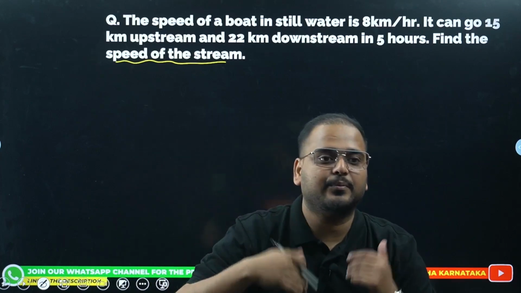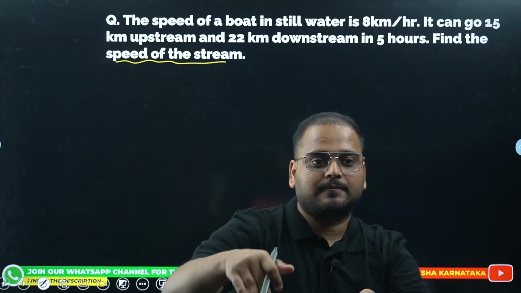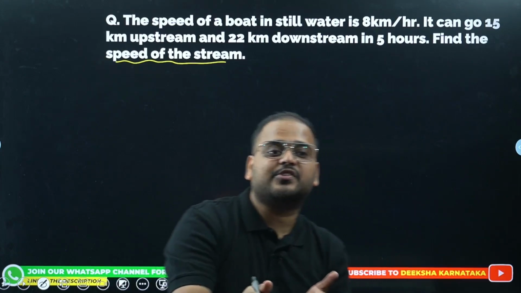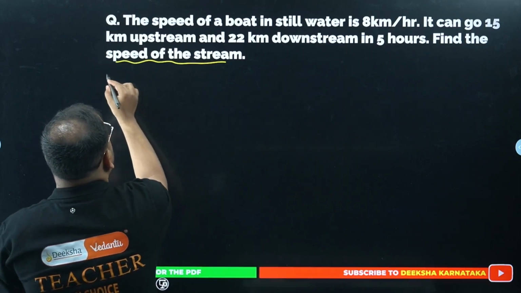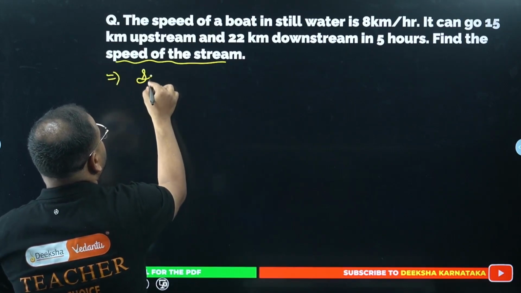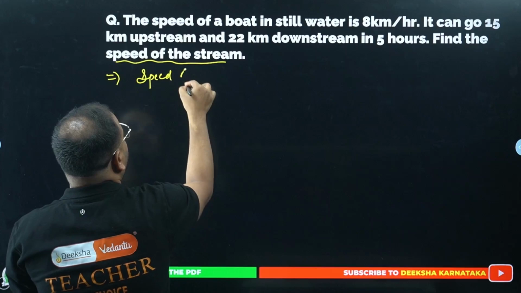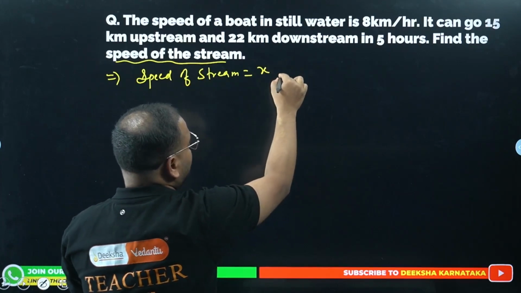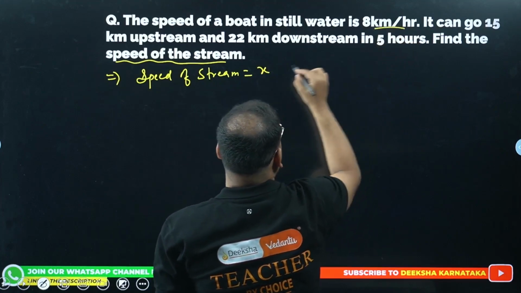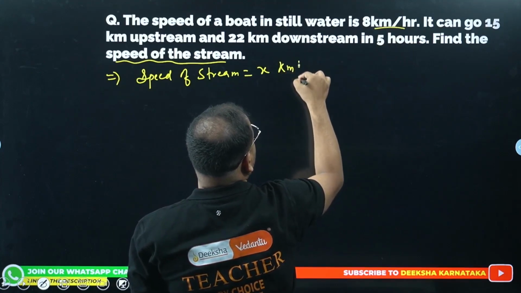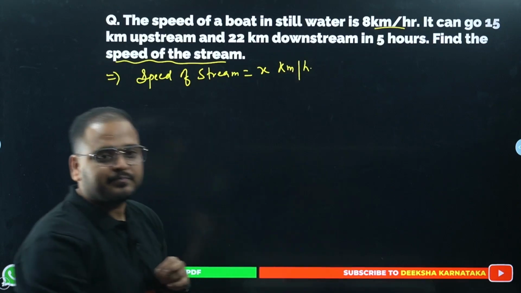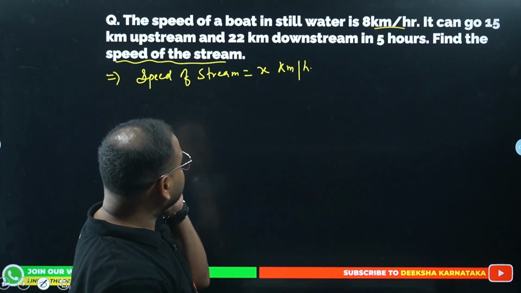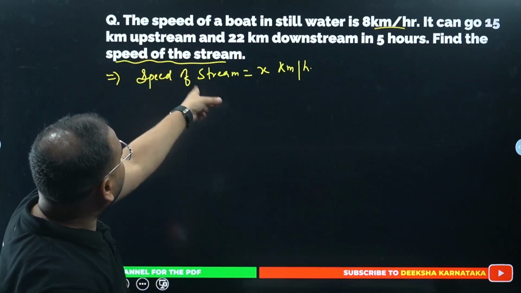Speed of stream means, if I take a river, the water is flowing at some speed. That is called the stream, right? So let's take the speed of stream to be x. Speed of stream is assumed as x. What is the unit? Kilometer per hour. I have taken the speed of the stream as x kilometer per hour. Now they say speed of boat in still water.